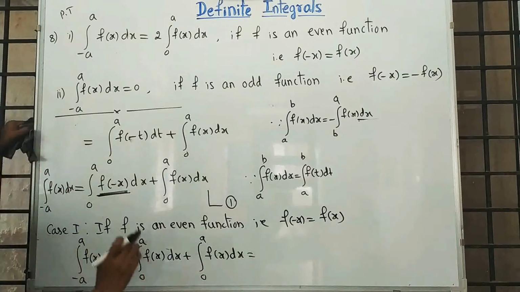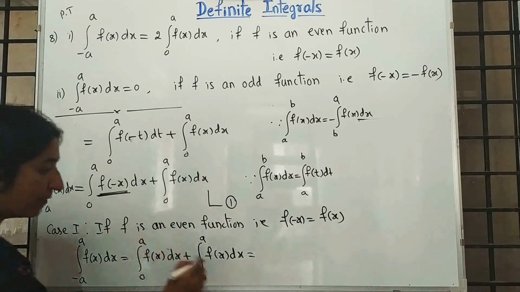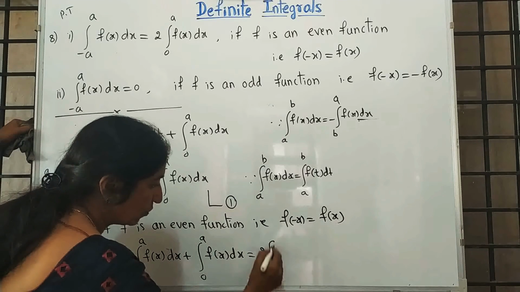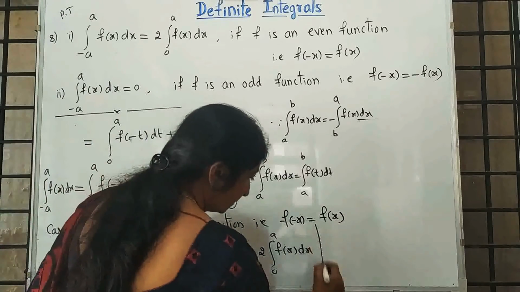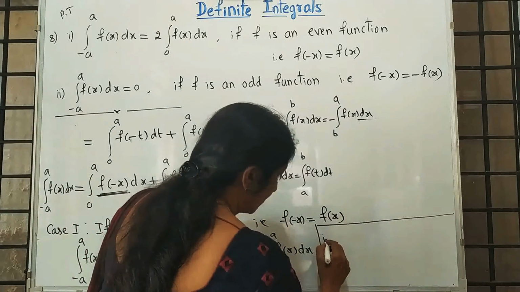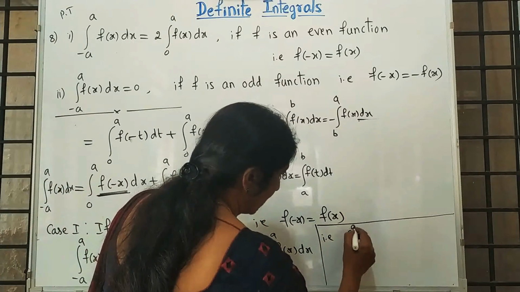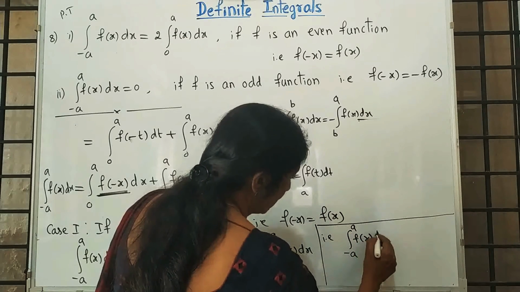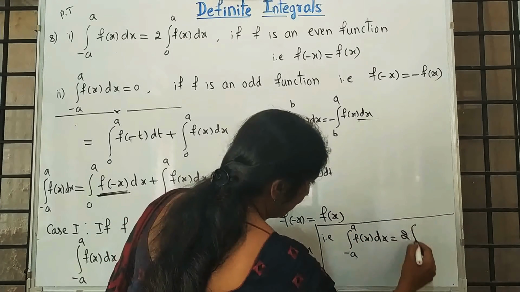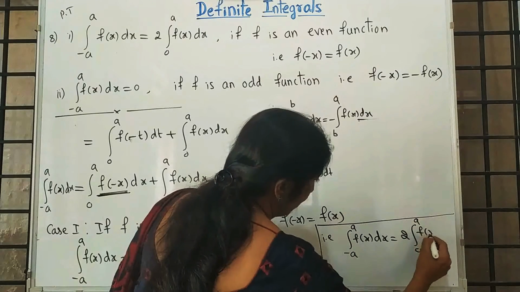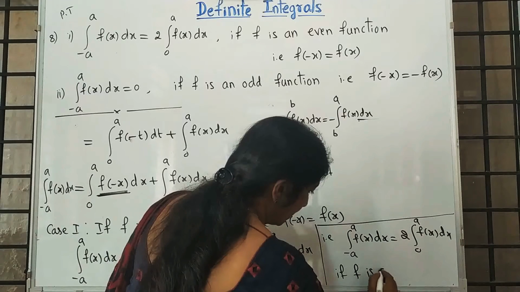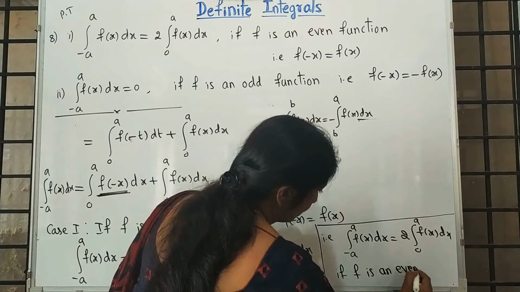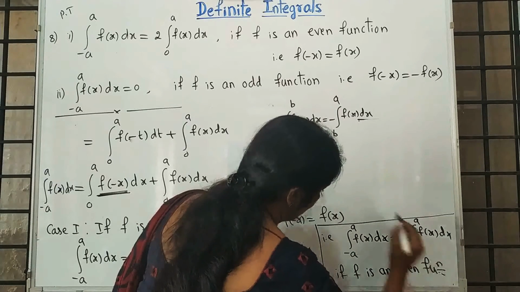See, these two integrations are the same or what? Yes, with the same expression and the same limit. It is 2 into integral from 0 to a, f of x dx. That is, integration from minus a to a, f of x dx is equal to 2 into integral from 0 to a, f of x dx, if f is an even function. This is the first property.